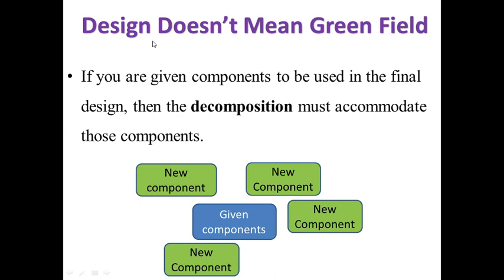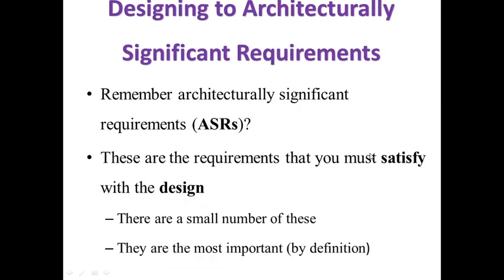So when we use this decomposition method, design doesn't mean green field. Here we have a set of components, which is going to be divided into many components. There will be two or three more components, which are called new components. So when you design a system, it does not represent only the new components. Design doesn't mean green field. Designing to architecturally significant requirements.